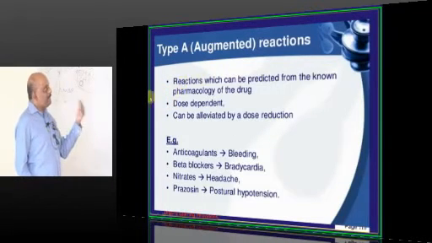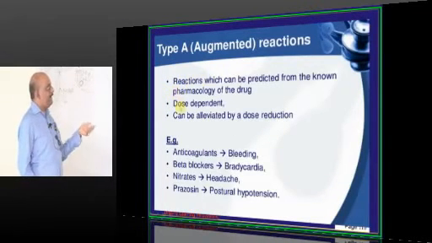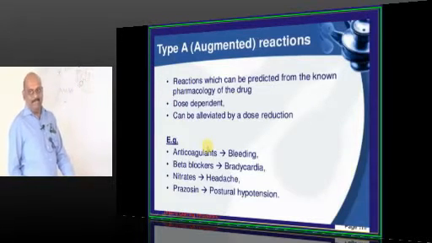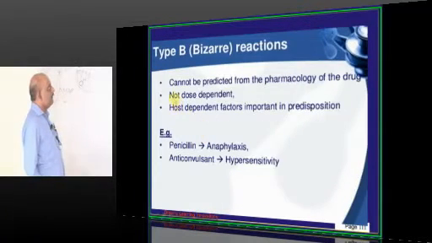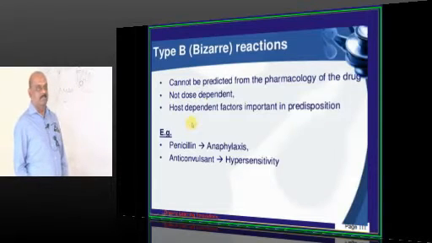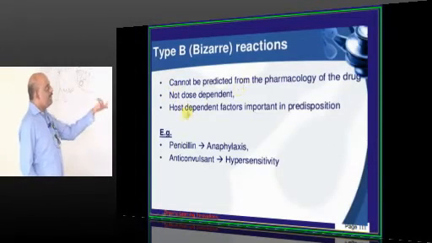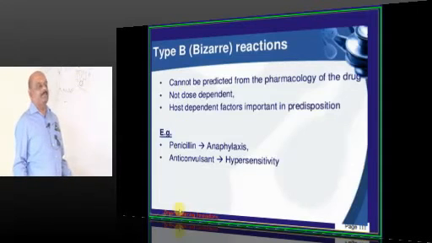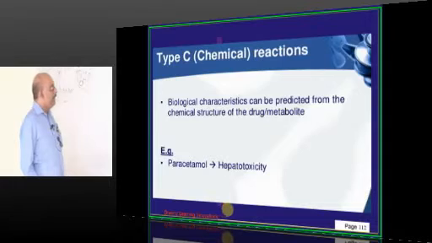A augmented reactions, which can be predicted from the known pharmacology of a drug and which are dose dependent, are called type A. अगर एंटीकोगुलेंट ज्यादा दिए तो ब्लीडिंग होता, ये तो एक्सपेक्टेड है. That is called augmented, type A. Type B bizarre, you cannot predict it. It is not dose dependent. Penicillin, who will get anaphylaxis you do not know, it depends on the patient's luck.